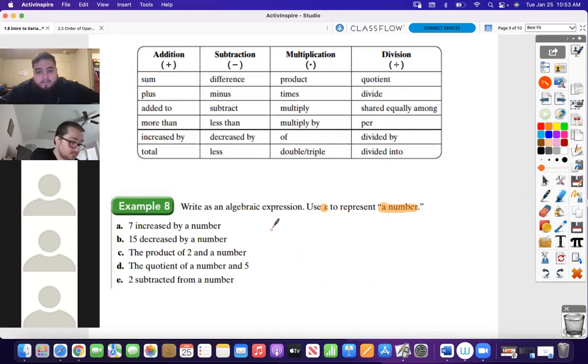So letter A. I'm going to go ahead and read A aloud. A says 7 is increased by a number. So look at the chart. Where do you see the keyword from? What column? It's an addition column. So we know 7 is first, right? 7 and is increased by, that's the keyword there. So that's plus. And then a number, we are using X to represent a number. So it's 7 plus X for A.